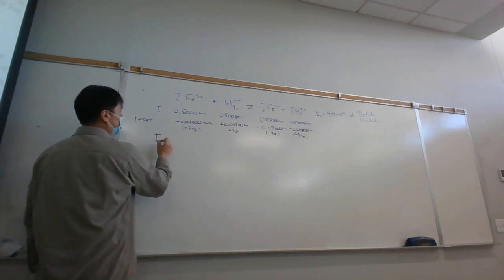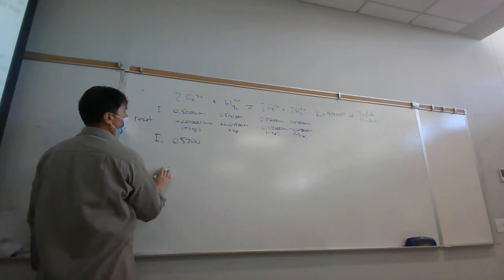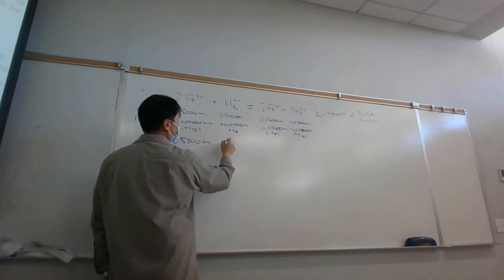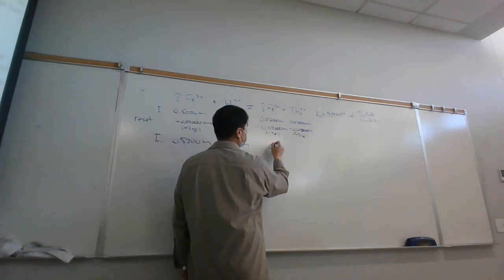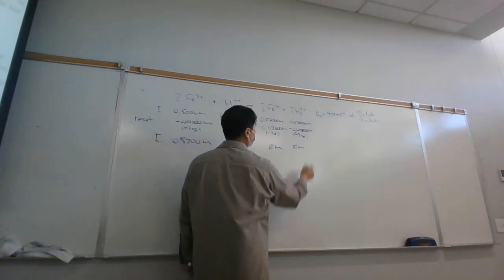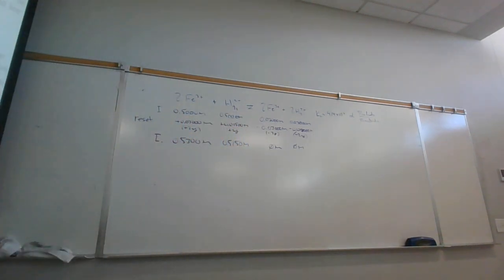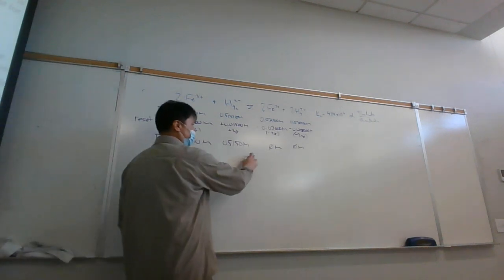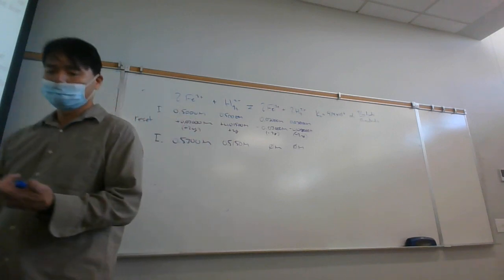And so my new initial conditions are going to be, okay, this is going to go to 0.5300 molar. This is going to go to 0.5150 molar. This is going to go to 0 molar. This is going to go to 0 molar. Okay, now I don't have to calculate Q. I know the direction this is going to go. Which way is it going to go? Oh, it has to go to the right. It has to go to the right, because I can't go below zero. And below zero would be negative.